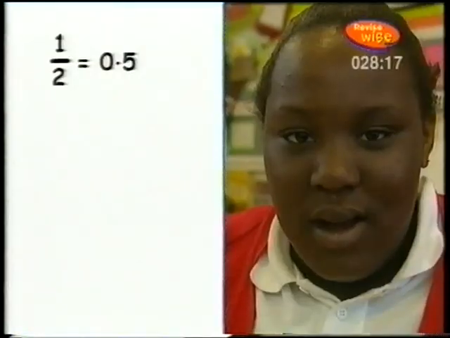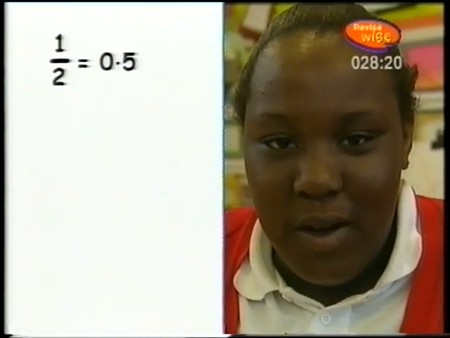Finally, fractions can also be written as their equivalent decimal. That's the decimal number that has the same value as the fraction. Over to our maths team. A half is equivalent to 0.5.